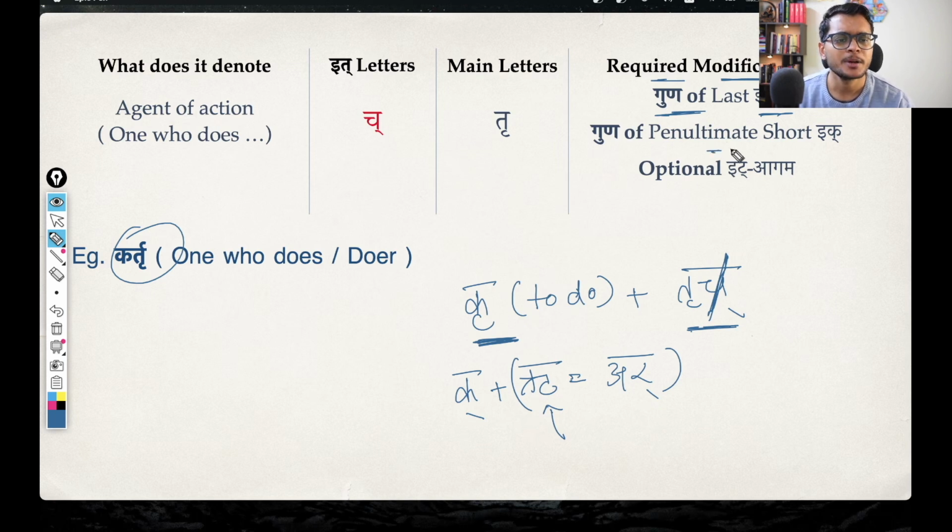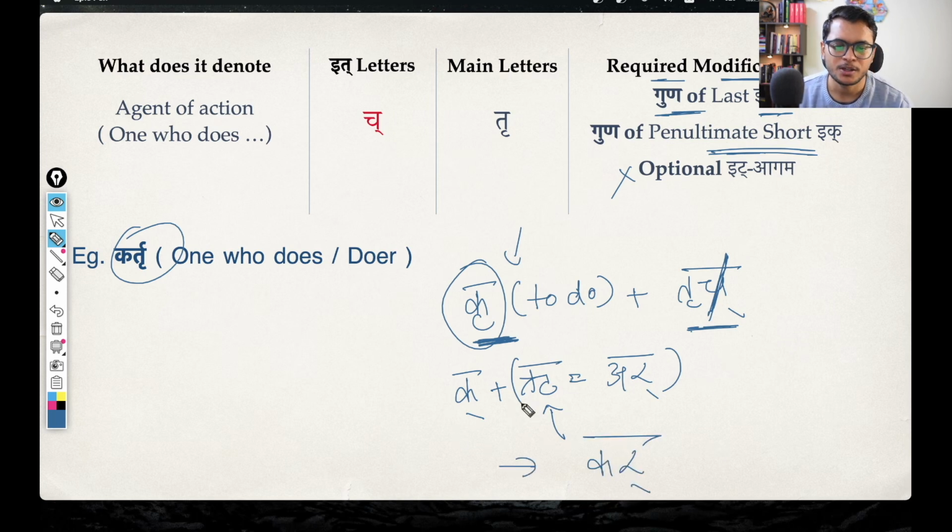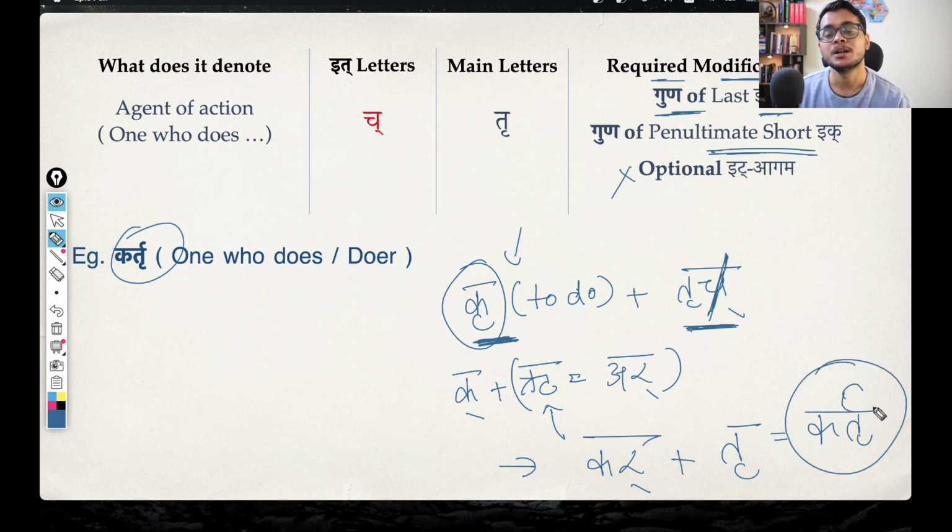Then the guna of penultimate short ik. Again, this kri dhatu does not have any penultimate vowel. It only has one vowel that is in the last, that is this ri, and for this ri, guna already happened, that became ar. And in the case of kri, this optional it agam does not happen. I will tell you what it is, but right now it does not happen, so we don't need to bother about it. So basically now we have this kar. This ri changes into ar, we combine it, so kar, and we have this tri, kartri, and this is what combines and creates a new word. And this new pratipadika is one who does, the doer. This pratipadika represents this meaning. I hope this is clear.